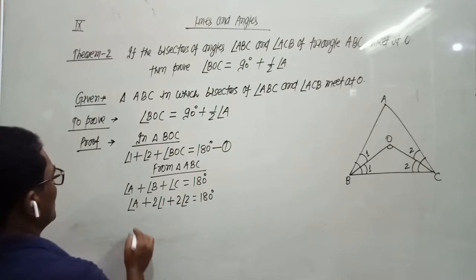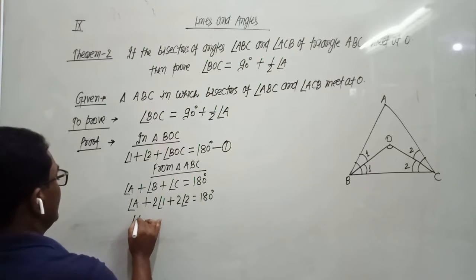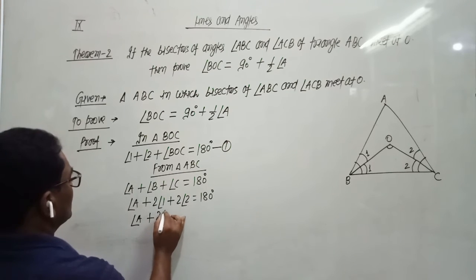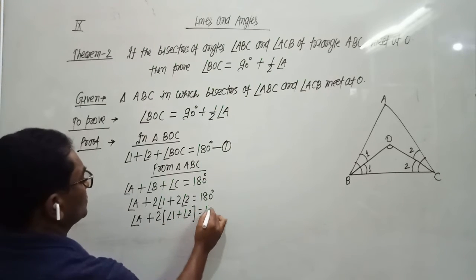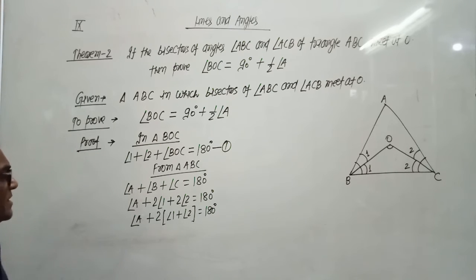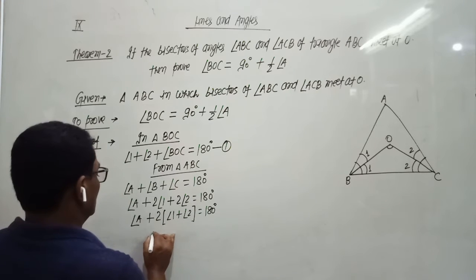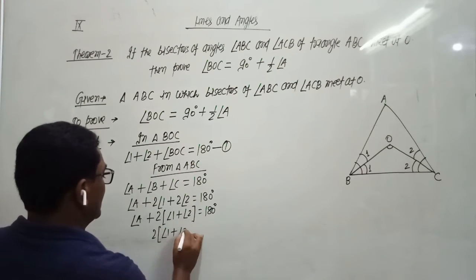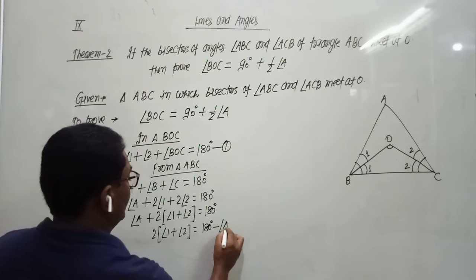Now angle A plus, we take 2 as common, so it becomes 2 times angle 1 plus angle 2 equals 180 degrees. And we find the value of angle 1 plus angle 2. So twice angle 1 plus angle 2 equals 180 degrees minus angle A.